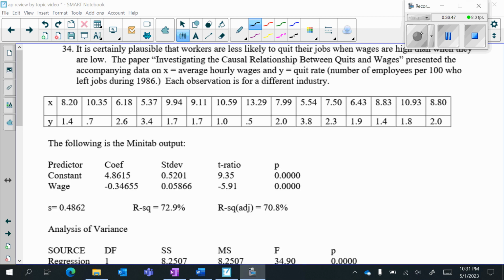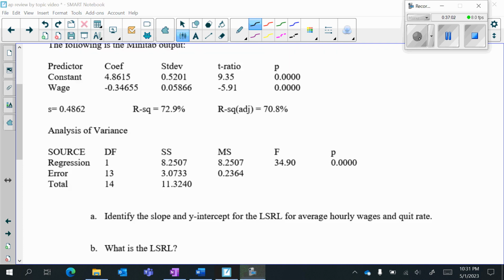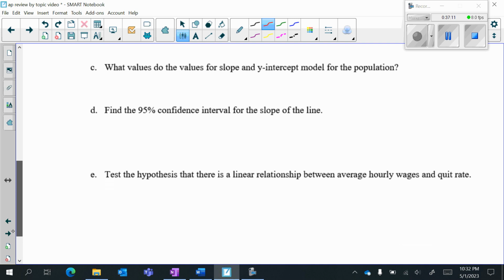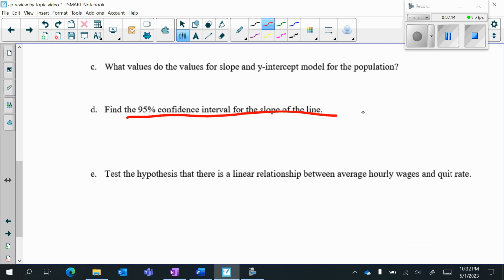Number 34, we have X and Y. It looks already like we got L1 and L2 going on here, people. And already we can see this is probably some kind of correlation and some kind of linear regression situation. So I would write down linear regression, t-test, slope, this one, y-intercept, constant, 95% confidence interval for the slope. Put that down.